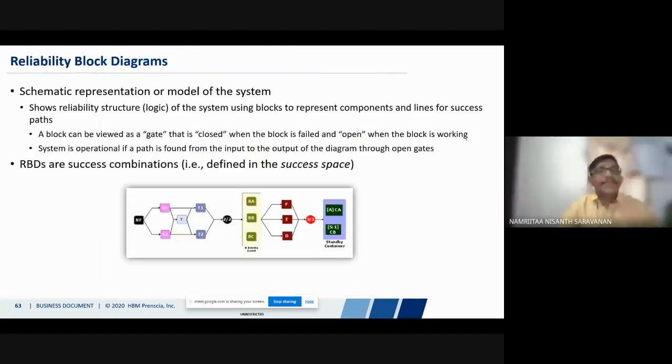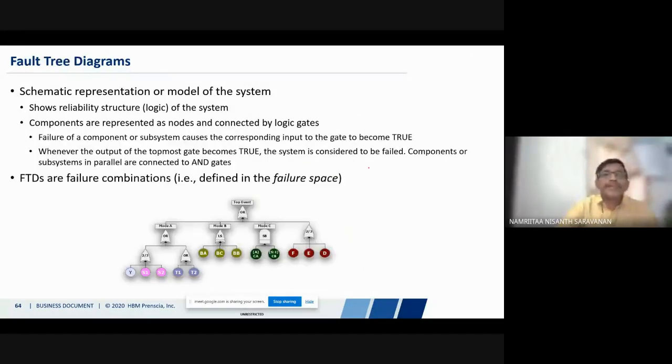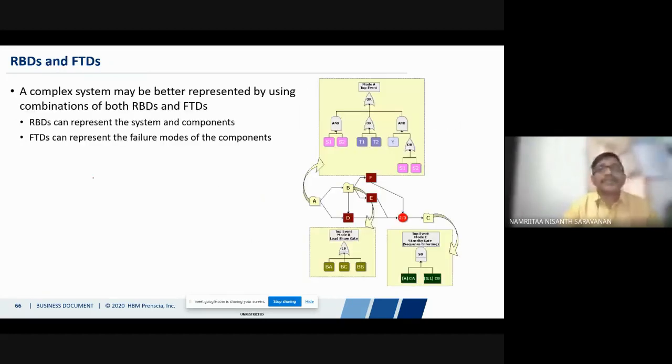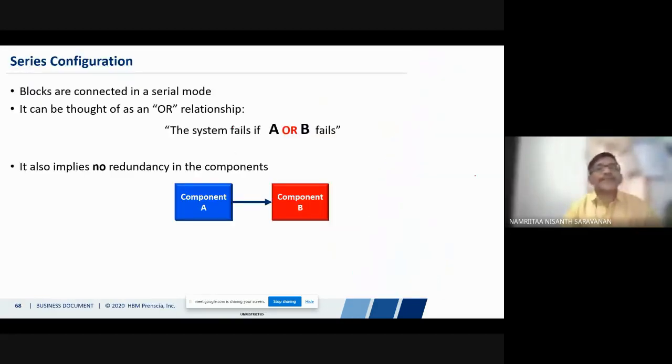That is a proactive approach. So the reliability block diagram is done in the positive success path, and fault tree analysis is done in the failure space. That's the idea. Most of the time, somebody asks for an RBD, somebody asks for a fault tree. But you can combine them. Mathematically, they are the same, but as a representation, they are different. Let us construct an RBD.